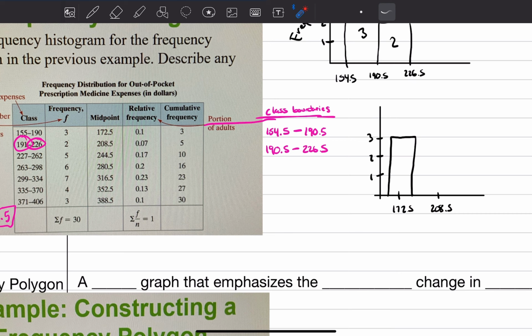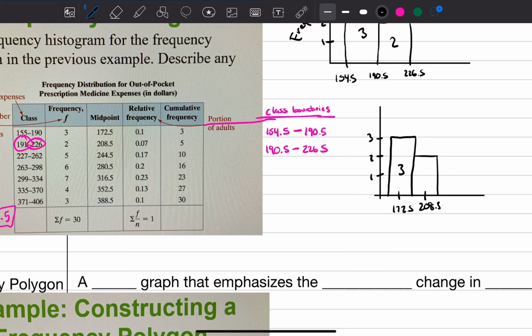Okay, the next frequency was 2. So I'm going to go ahead and go up to 2. And then now I kind of did a bad job, so let me fix this. You want to make sure that the bars are of equal width and that the midpoint is actually in the middle, like that.